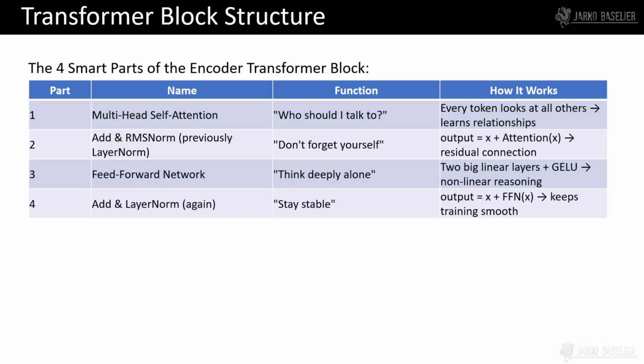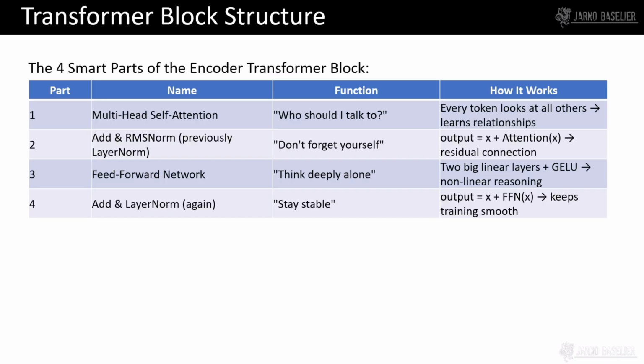Then the add and RMS norm step kicks in, which is don't forget yourself, and this is to preserve the original information while adding new context. So the output of the self-attention is added back to the original input, where we see output is x plus attention(x). And this residual connection ensures the model doesn't lose what the token originally meant. RMS norm then rescales the values to keep activations numerically stable.